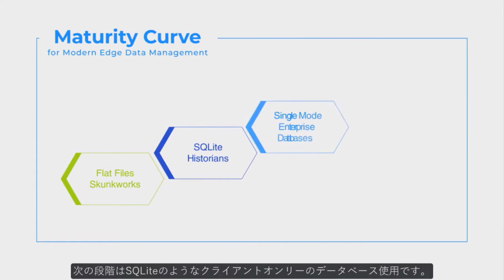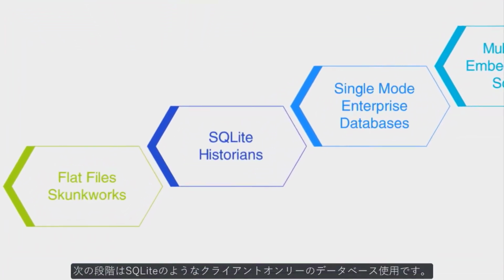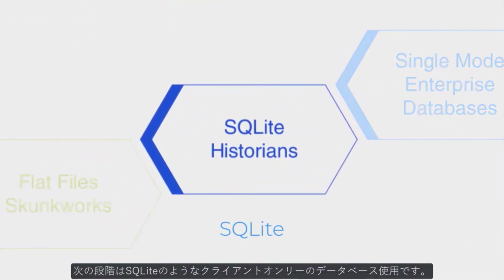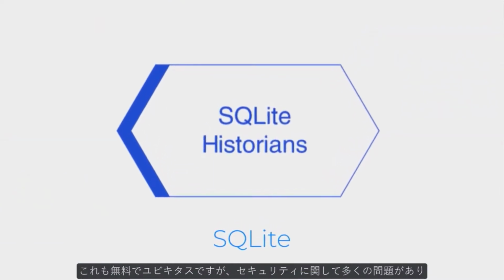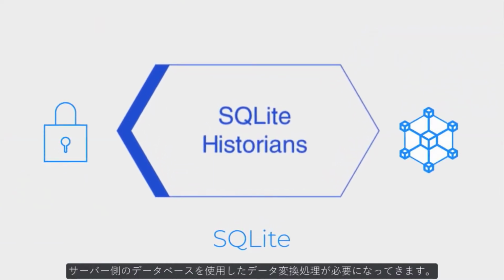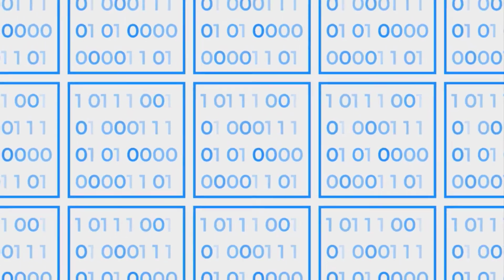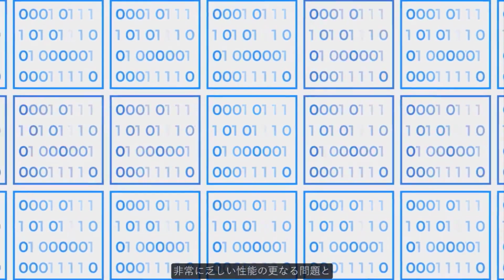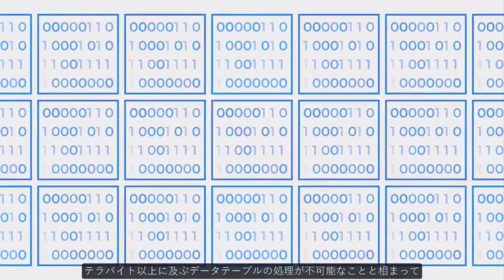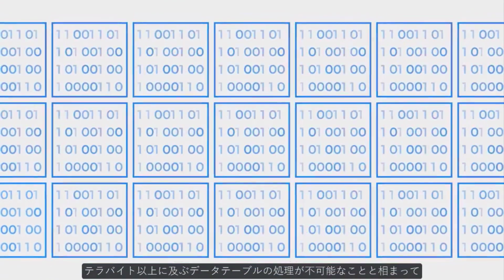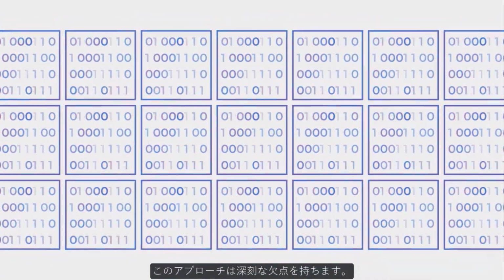Next up the maturity curve would be the use of a client-only database like SQLite. This is also free and ubiquitous, but includes many problems around security and the need to handle data transformations with server-side databases. Coupled with the added troubles of extremely poor performance and the inability to handle multiple data types or terabyte-plus data tables, this approach has serious drawbacks.